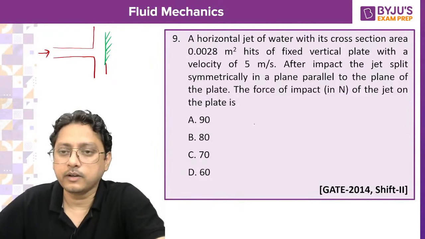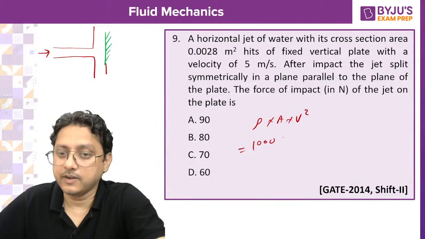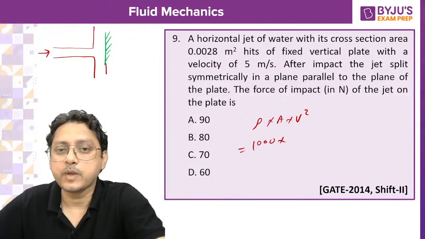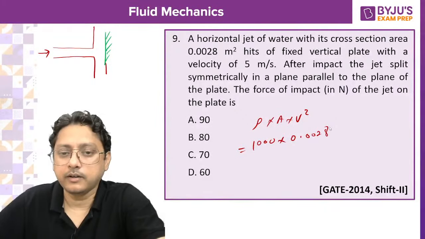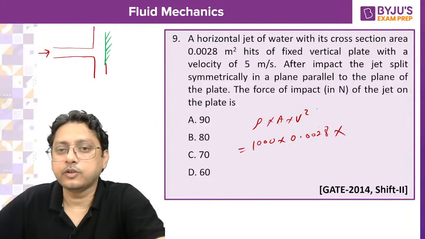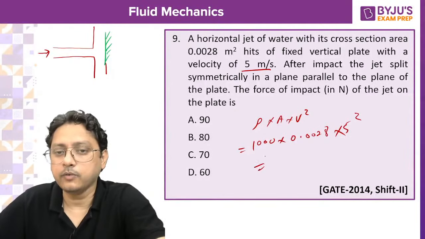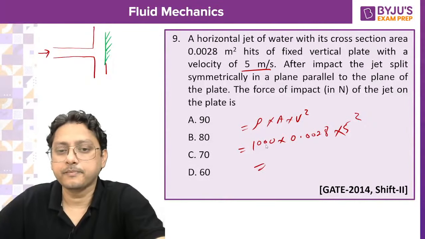Nothing but rho a v square. And this rho a v square will become, rho I can take it as 1000. Earlier it has been given in some of the problems. And the area of the jet they have given as 0.0028 meter square. And the velocity of the jet also they have given. So this is quite a direct question, 5. That's all, 5 square. If you calculate, you will get the force exerted by the jet, isn't it? Which will be around 70 Newton.